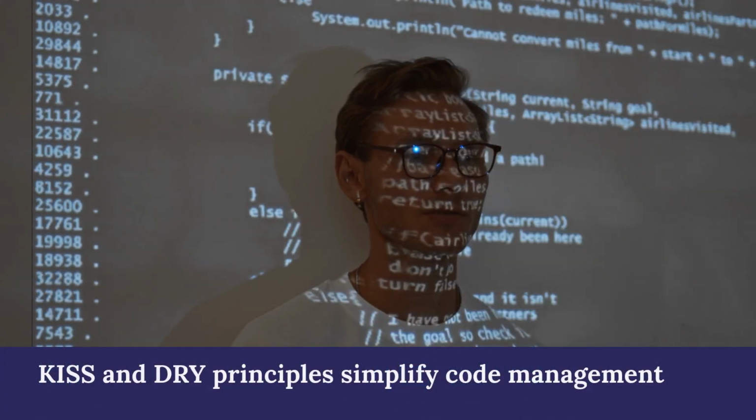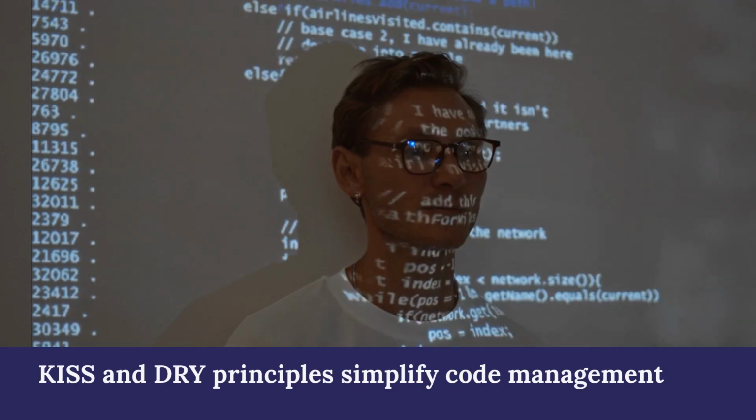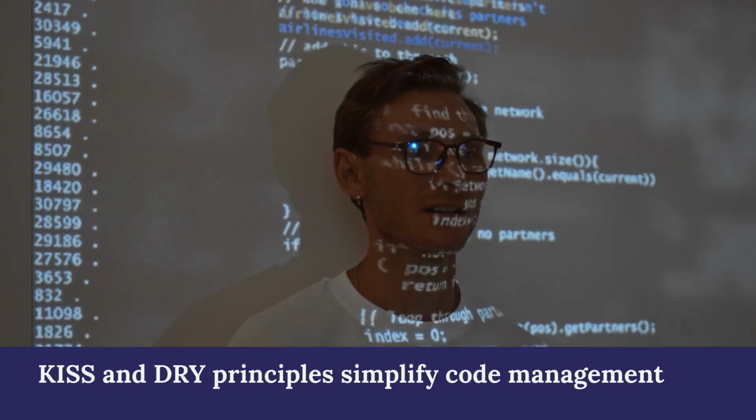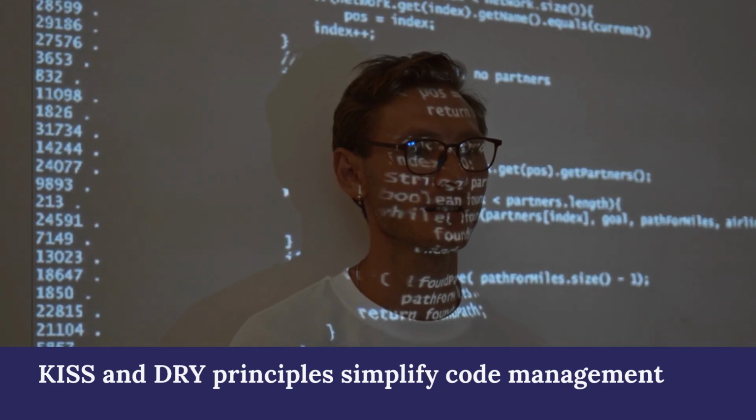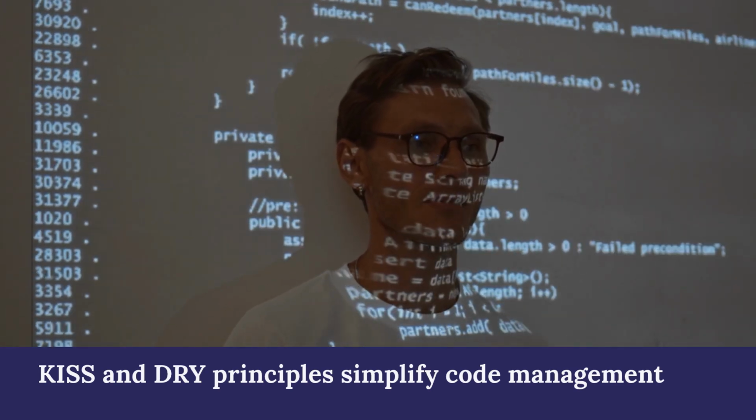KISS stands for Keep It Simple, Stupid. It encourages simple, readable code. DRY means don't repeat yourself, avoiding code duplication. These principles prevent errors and simplify maintenance. They lead to efficient and manageable code bases.